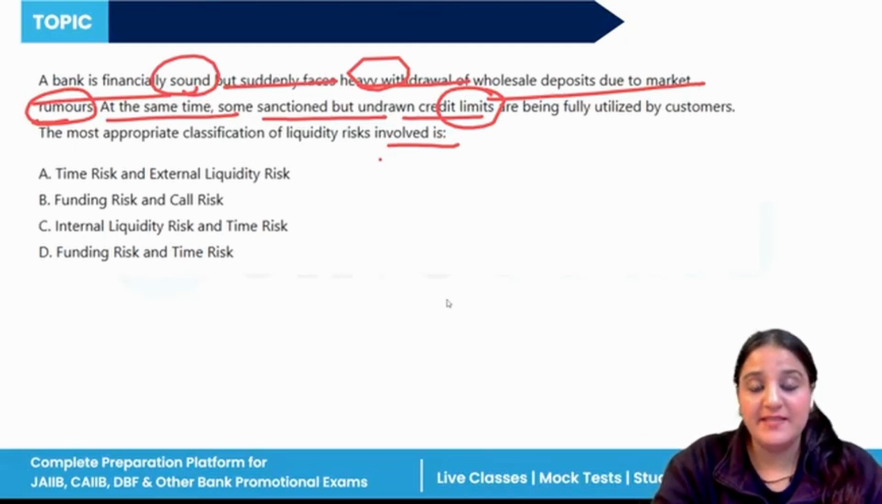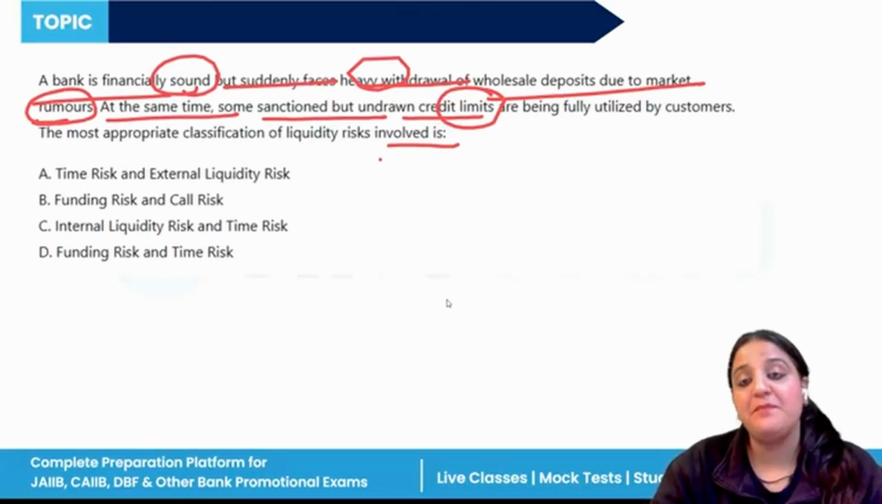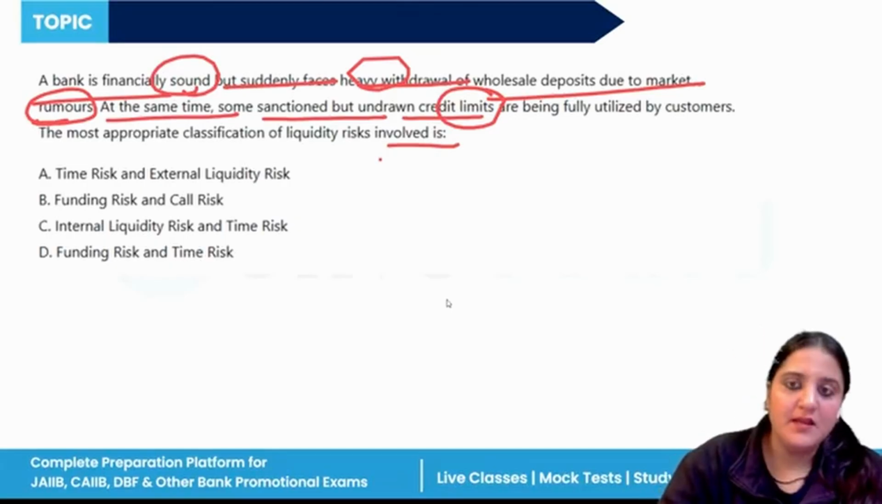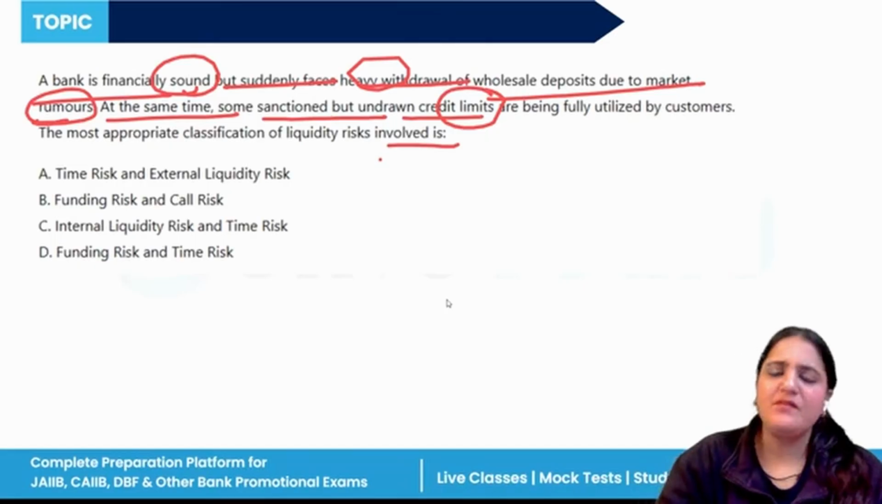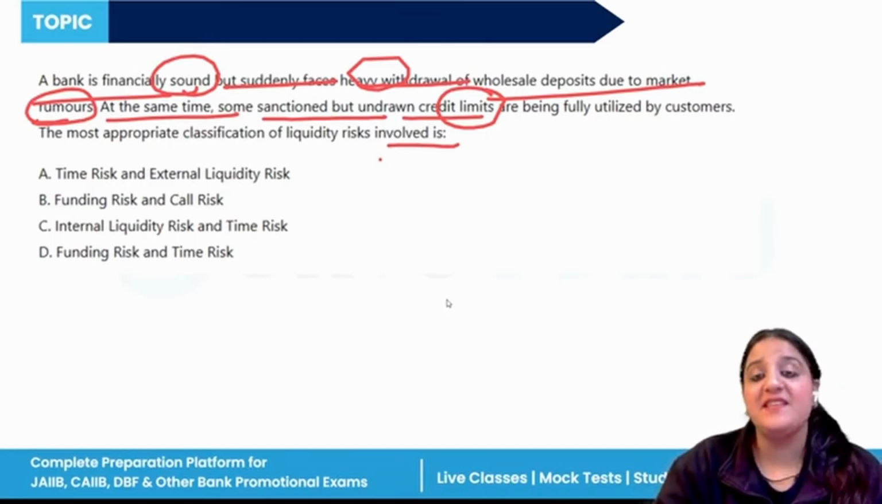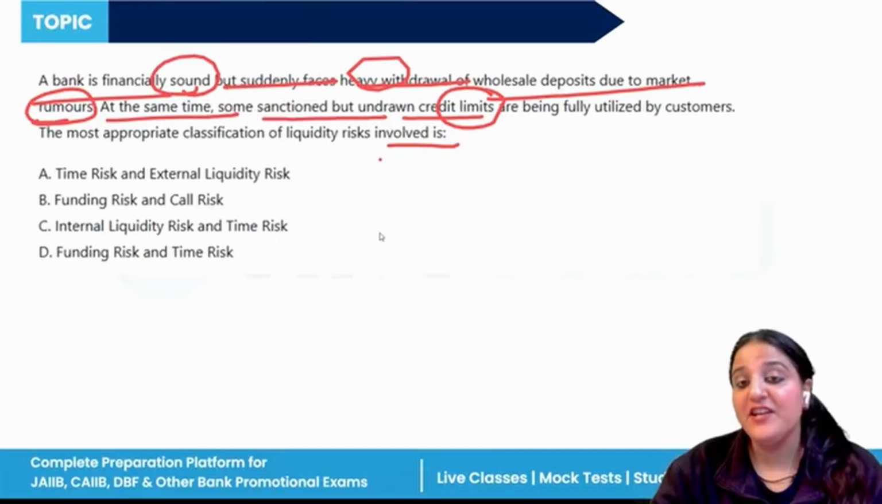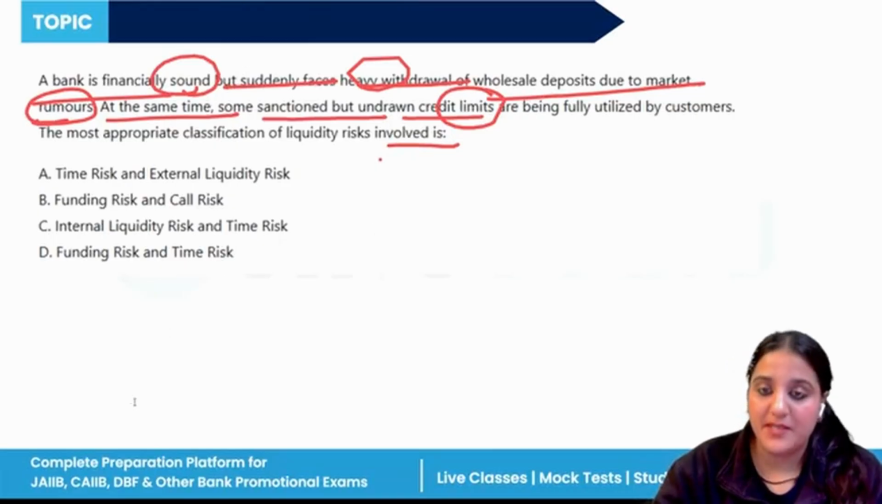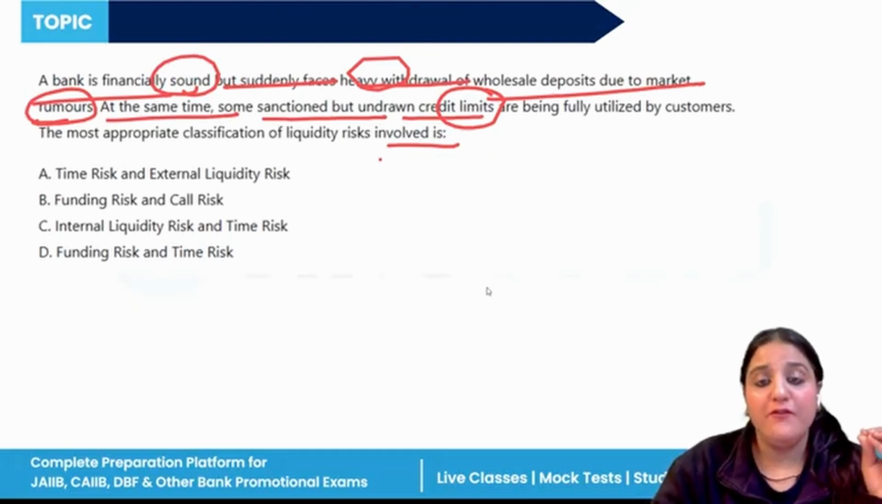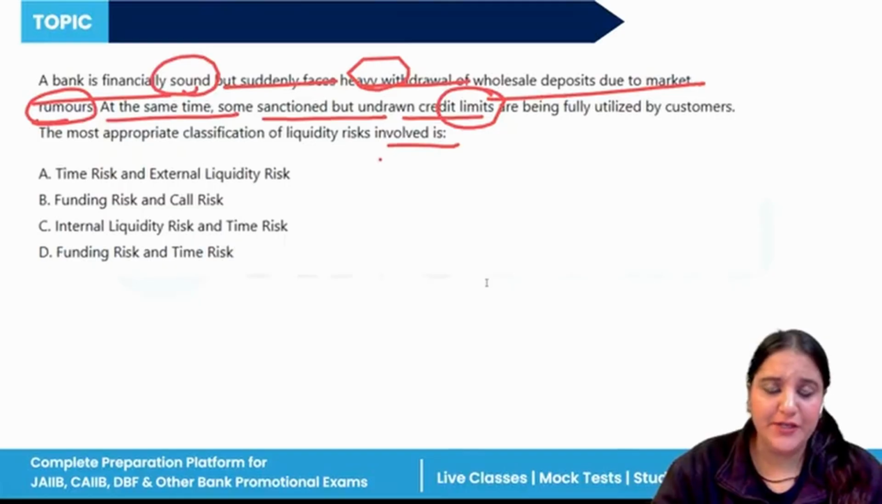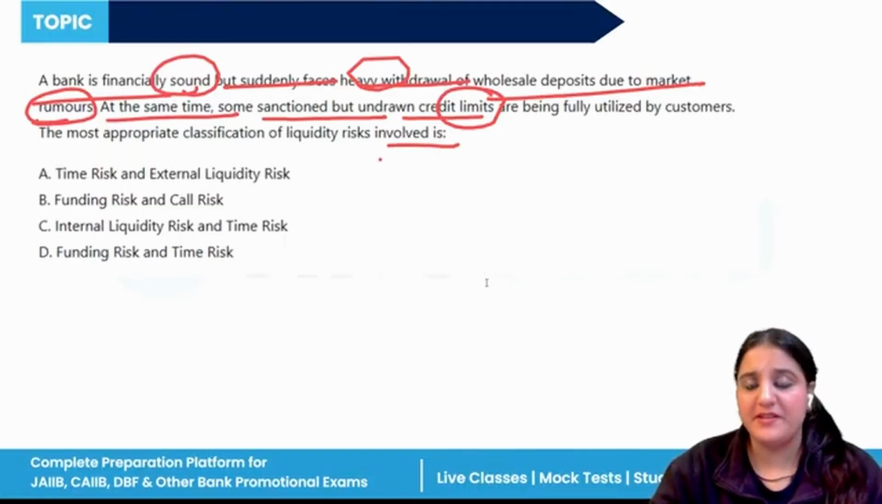External liquidity risk arises due to factors outside the bank. It may be geographic, systemic, or instrument specific. Internal liquidity risk arises due to perception about a particular bank. If people lose confidence in a bank, they may withdraw funds even if the overall system is stable. Right? So, other categories of liquidity risk are funding risk, time risk, and call risk.